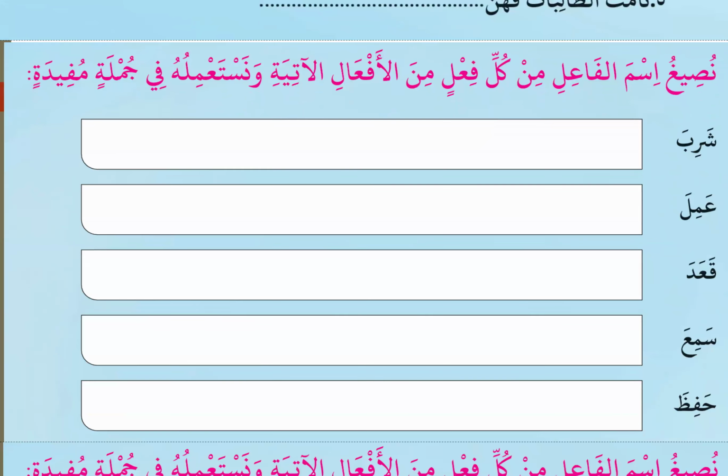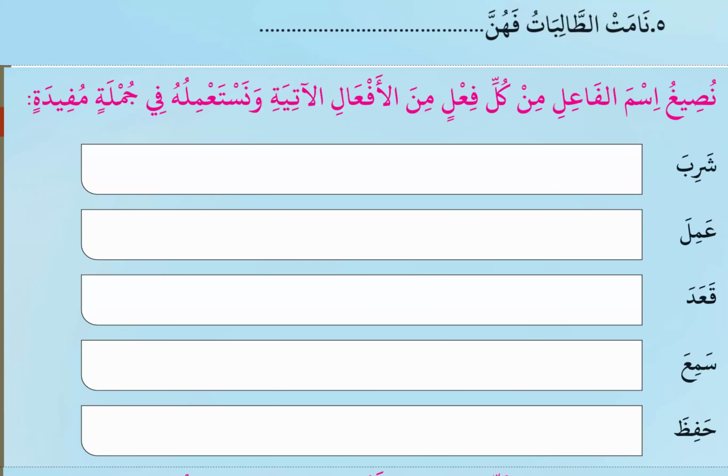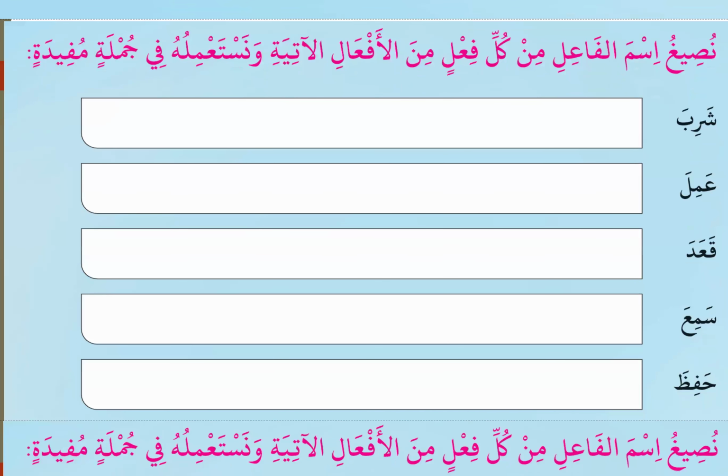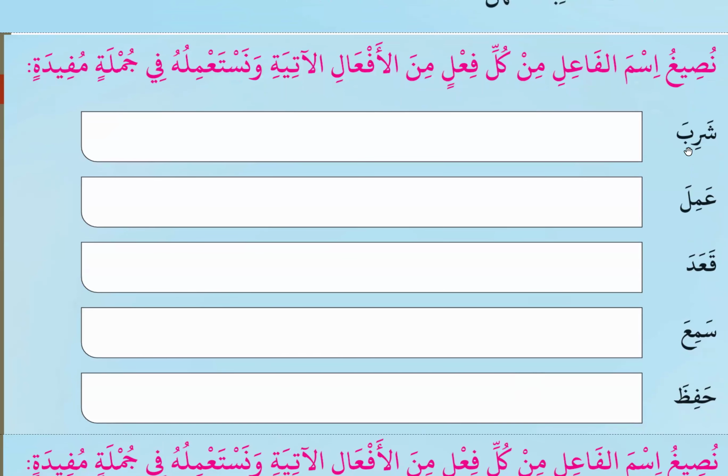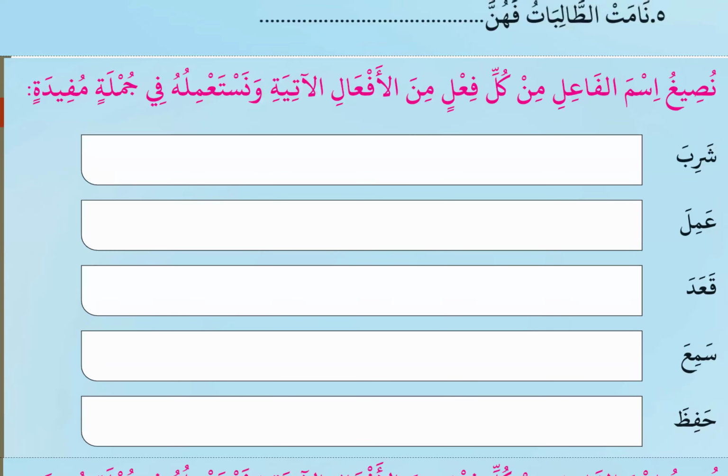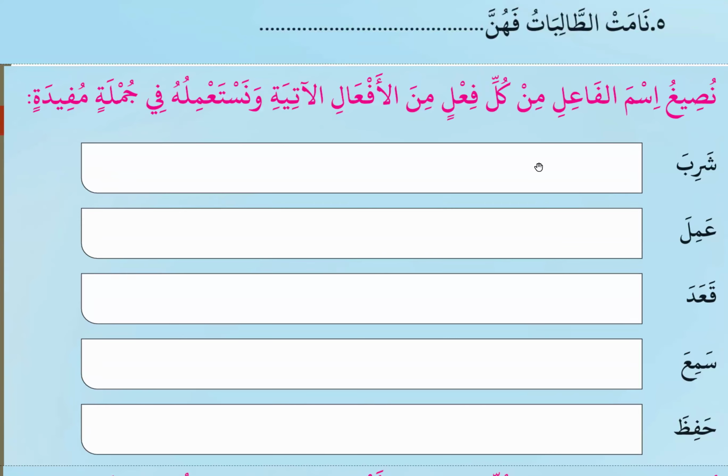Now here نصيغ اسم الفاعل من كل فعل من الأفعال الآتية ونستعمله في جملة مفيدة. So you have to make this into ism fa'il and make them into sentences. Shariba, the ism fa'il is sharib. So we can say أنا شارب الحليب. I'm drinking milk. Amila is to work. Amil is a worker. You can say Zaydun amilun. Zayd is a worker. Qa'ada is to sit. Qa'id means sitting. أنا قاعد على الكرسي. I'm sitting on the chair.